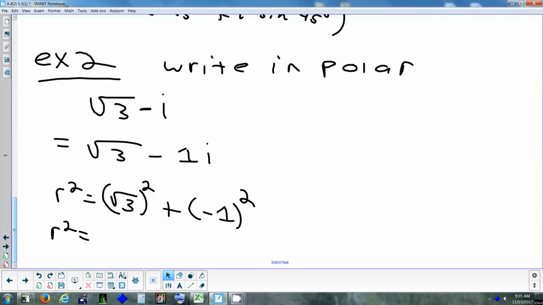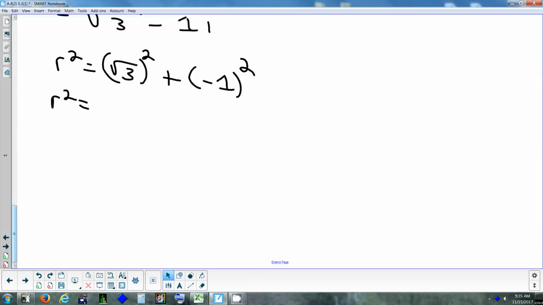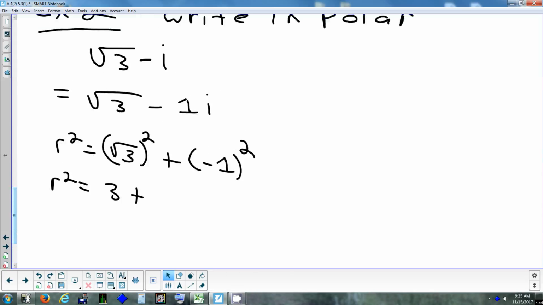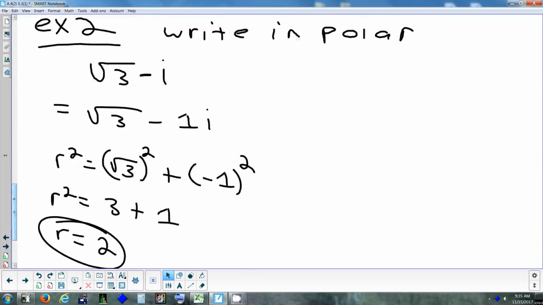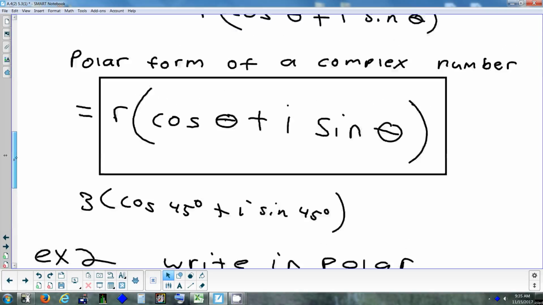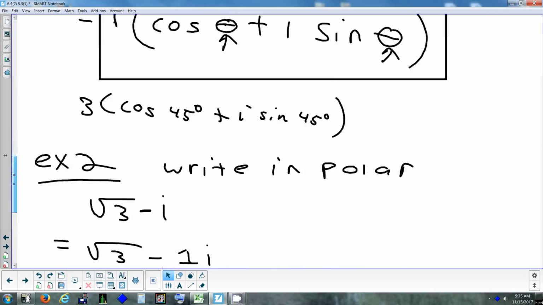Connor, what's the square root of 3 squared? 3. Yep, those just cancel out. -1 squared gives me 1. So r squared equals 4. So what's my radius? 2. I'll come back to that when I write my final answer, and I'll fill in r for 2. The last thing I need is my angle. It's the same angle you write here and here. You just have to find it once.